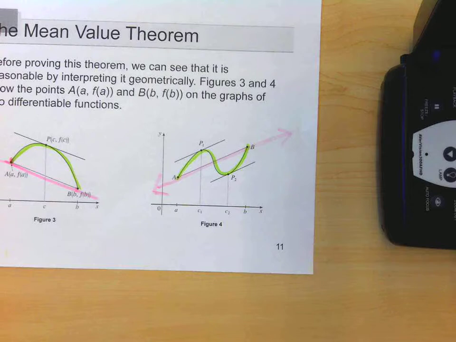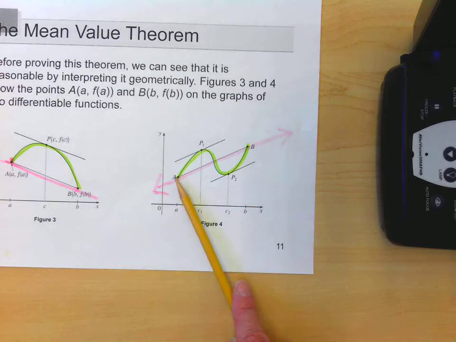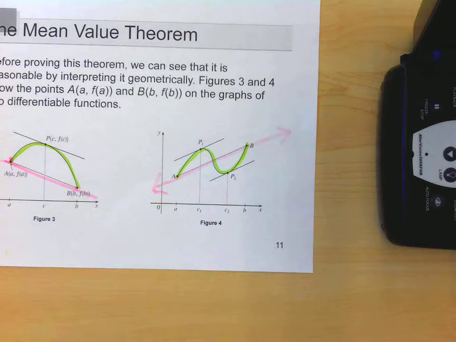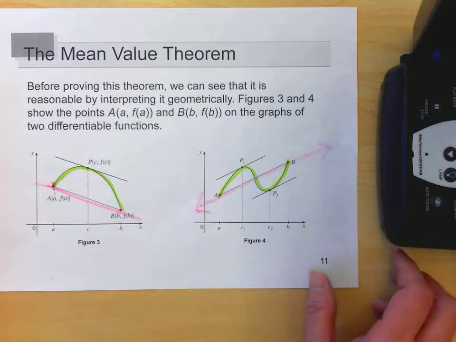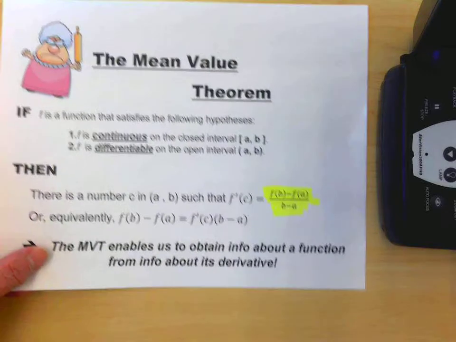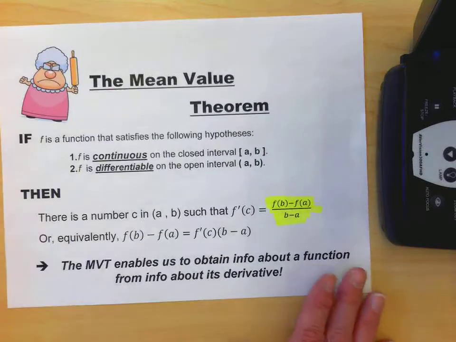But what the mean value theorem gives us is that somewhere between A and B, you'll find a point whose derivative is equal to the slope between A and B. That's the mean value. Let's look at an example from the homework that applies the mean value theorem. Here's the theorem one more time.